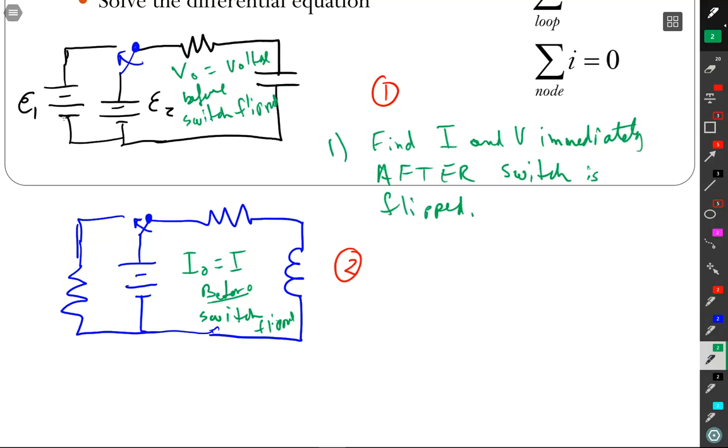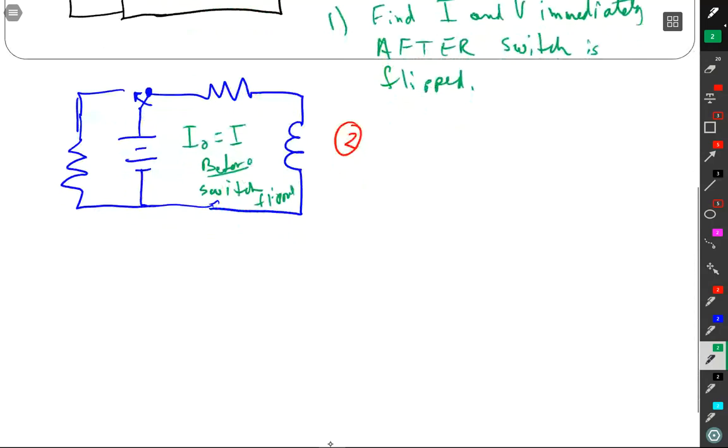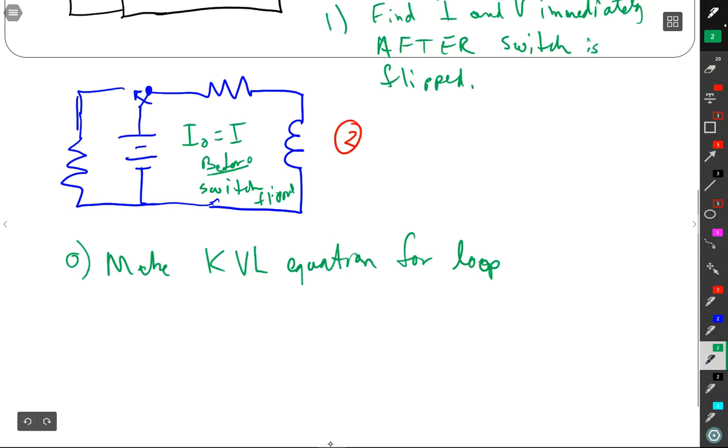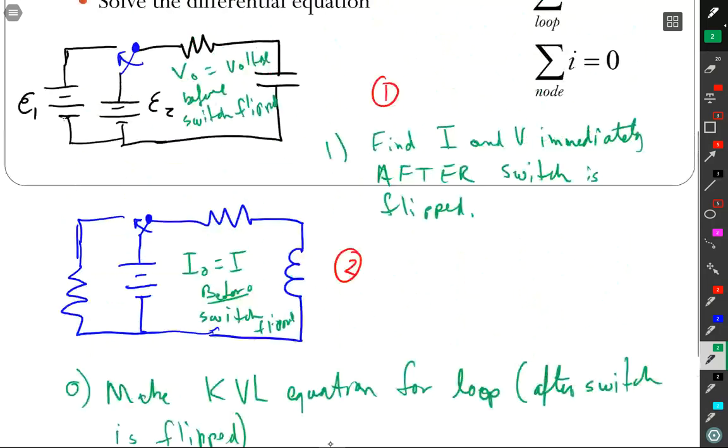You find one of them from what it was before the switch, and then you put that into a Kirchhoff's voltage law equation. So I called that step one. I should have said step one. Okay, I'll call it step one and put down here step two. So you make a KVL equation for the loop after the switch was flipped. So let's do that for each one.